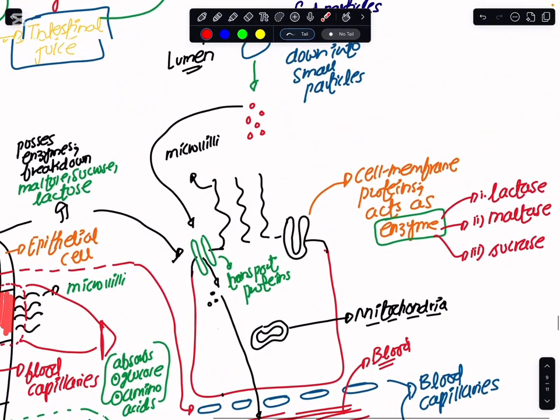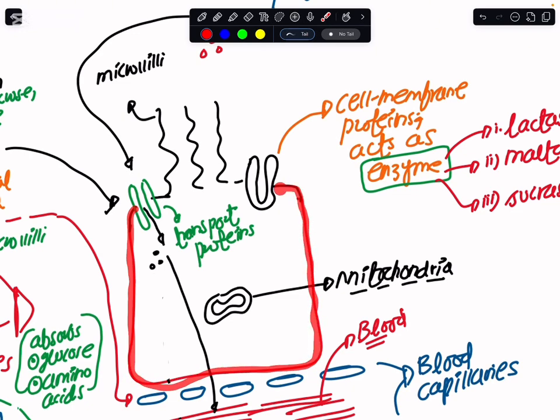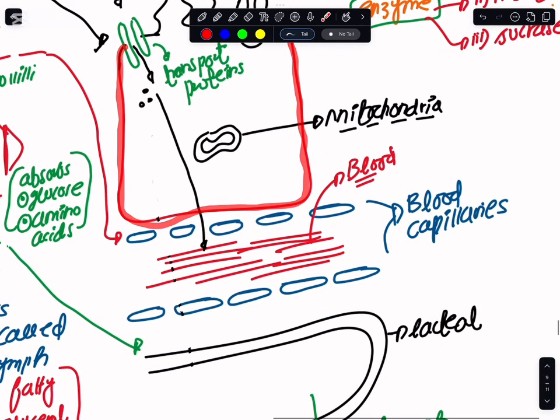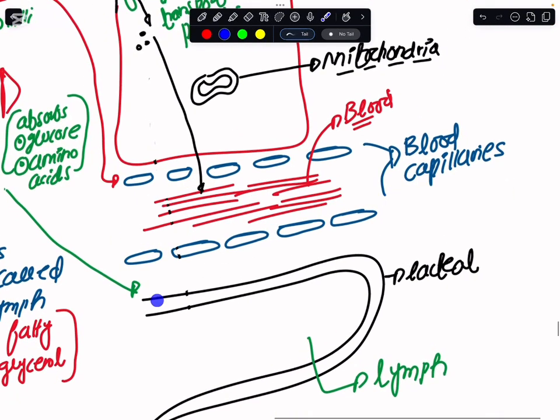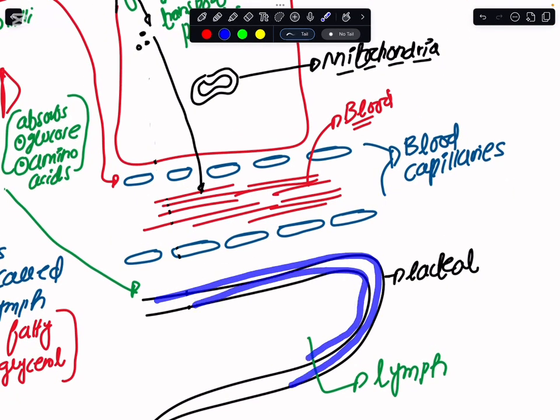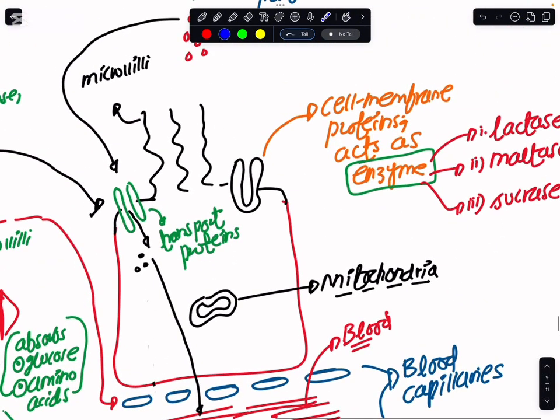This is the diagram for the epithelial cell. This is the cell membrane of the epithelial cell. Below the epithelial cell you see the blood capillary, and in the blood capillary there is blood flowing. Below the blood capillaries we have the lacteals, and in the lacteals there is a colorless fluid, termed the lymph. This is the cell membrane of the epithelial cell.